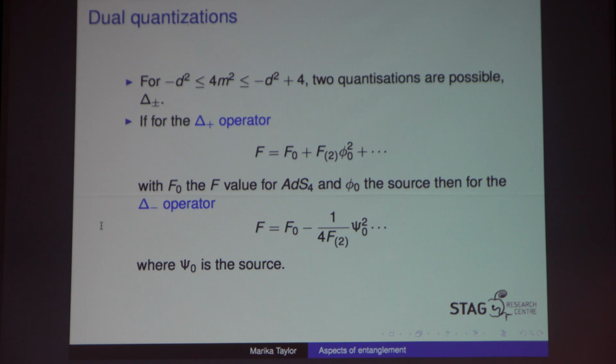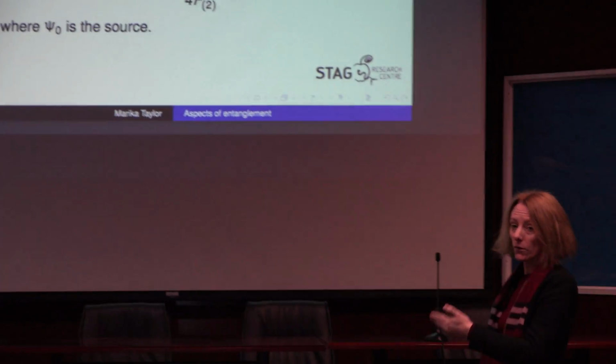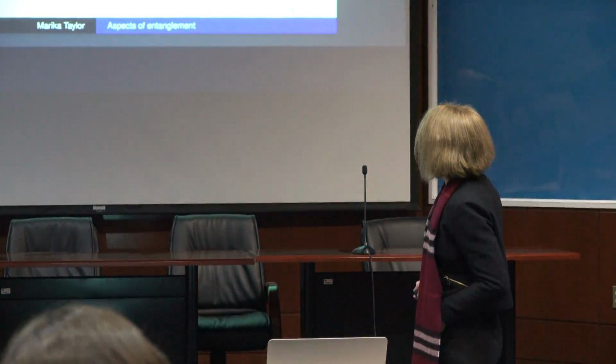And if you follow the rules for the two quantizations, the on-shell actions are related to each other by Legendre transformations. One can show on very general grounds that if, for the delta plus quantization, F increases, then for the delta minus quantization it goes in the opposite direction. Every time one is positive, the other one will be negative. This is just the rules for the Legendre transformation, and this is precisely what is going on here.